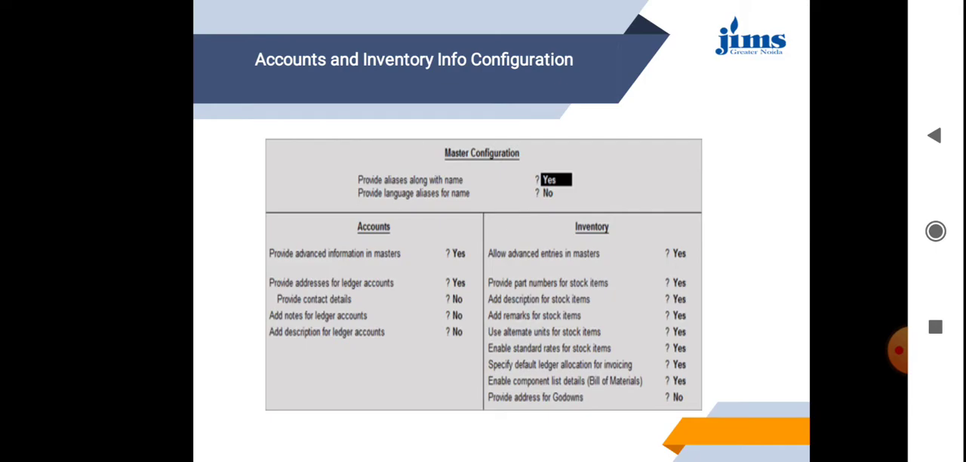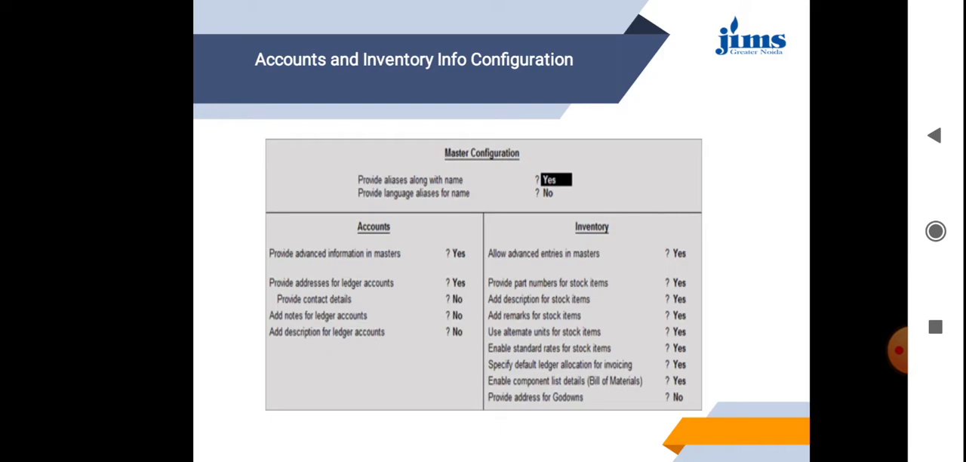Then we have our accounts and inventory configuration. Number one was master configuration, where I told you what should be the alias name. If you want to keep the alias name along with the name, then you can keep it as yes. Then we have language, which we generally choose as no. Then we have accounts information. In accounts information, we provide advanced information in masters, yes. Provide address for ledger accounts, that is also yes. Provide contact details, no. Add notes for ledger accounts, no. Add description for ledger accounts, no.